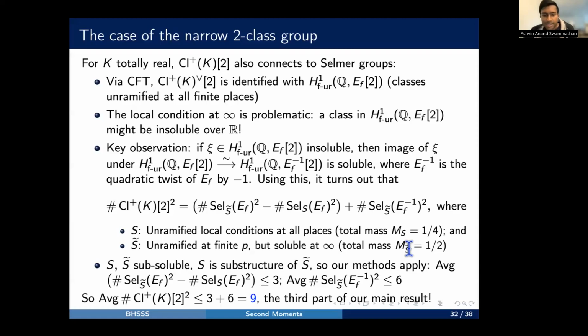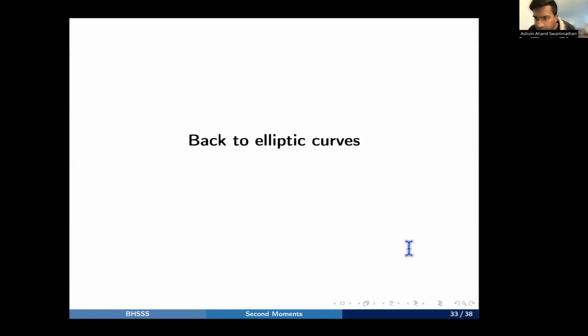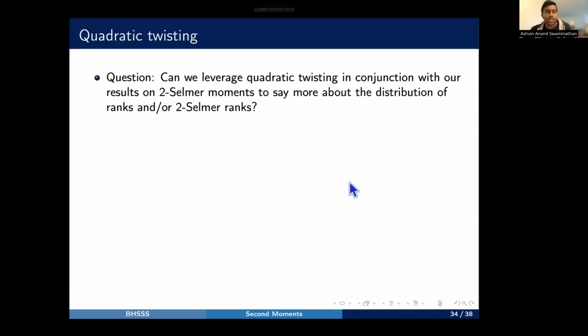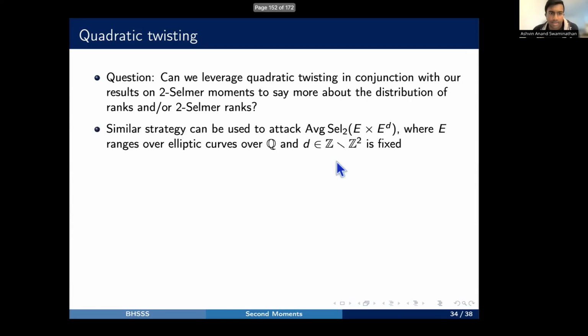So let's go back to the case of Selmer groups of elliptic curves, and let's see if we can use quadratic twisting to say more. The question is, can we leverage quadratic twisting in conjunction with our results on 2 Selmer moments to say more about the distribution of ranks and 2 Selmer ranks? Okay. So one thing we can do is look at the question of finding the average size of the 2 Selmer group of E cross E twisted by D. So in the case where D equals 1, this is just the second moment of 2 Selmer. But in the case where D is not 1, you get something interesting.